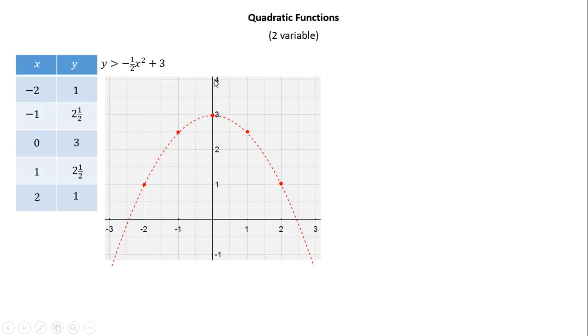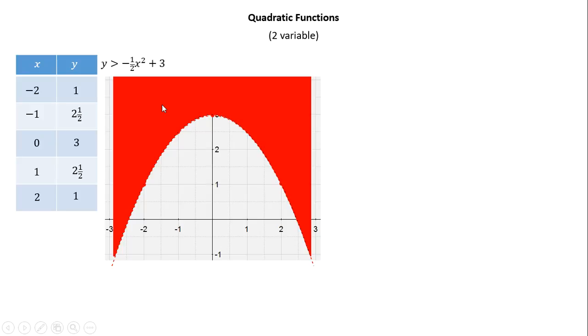We can plug in 0, 4. Is 4 bigger than 3? Yes. And then, again, with the making sense, y is greater than negative 1/2 x squared plus 3, it makes sense that we'd shade above the graph. So it's just the same as graphing quadratics with the addition of the inequality stuff that we've already seen, the solid or dotted line and the shading.